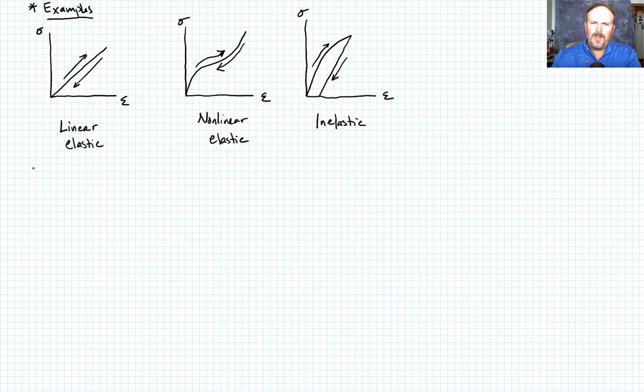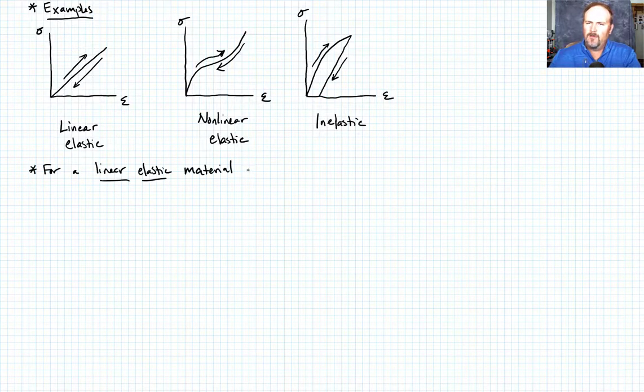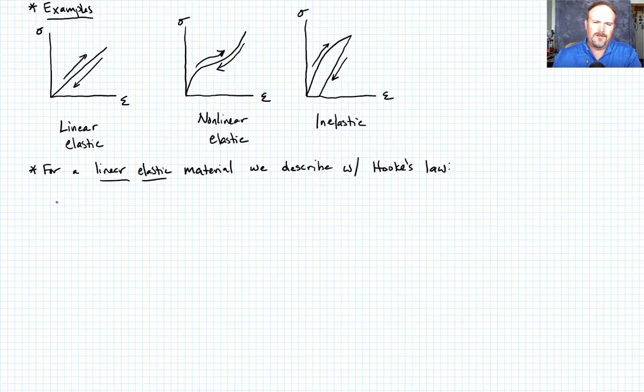Okay, so right now we're going to focus primarily on elastic materials that are linear elastic. So let's just say that for a linear elastic material, we describe it with Hooke's law. So hopefully you remember from long ago in your early years as an undergraduate that in the 1D case, Hooke's law looked pretty simple. It just said that stress, sigma, is linearly proportional to strain, epsilon, and the constant of proportionality was E, right, where we defined E as the Young's modulus.